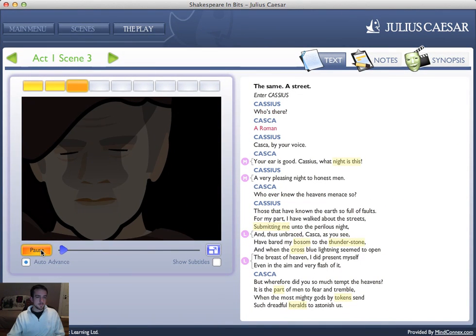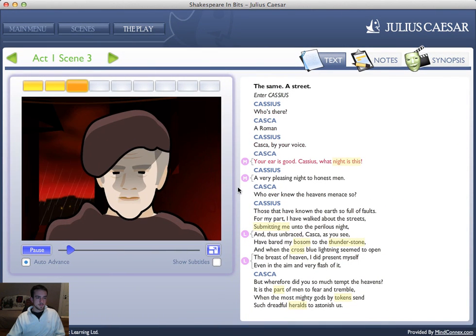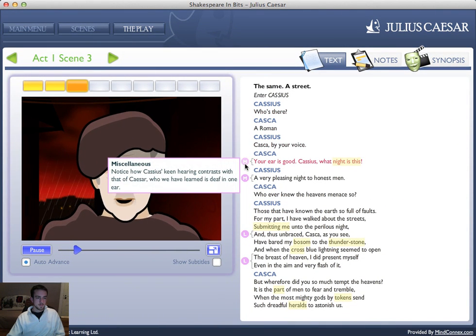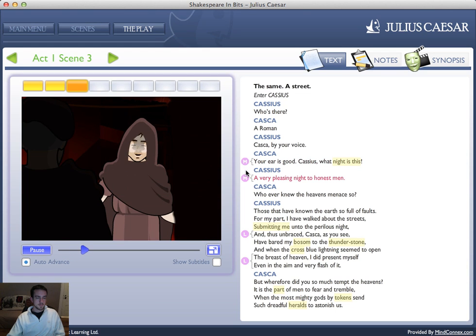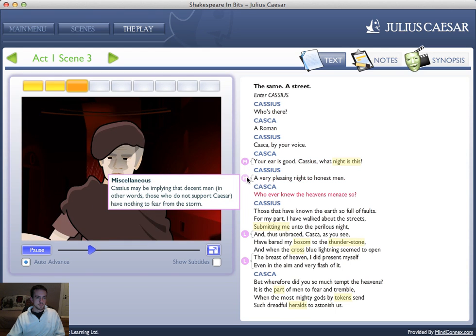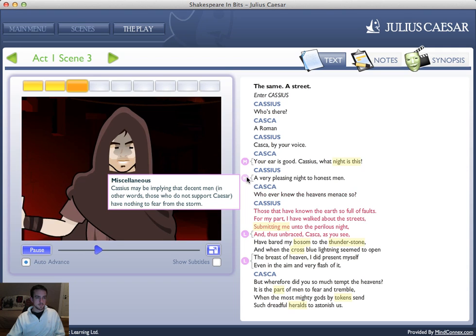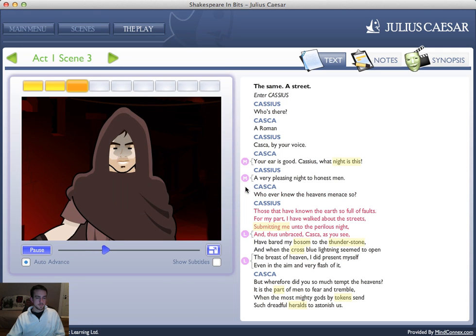Who's there? A Roman. Casca, by your voice. Your ear is good. Cassius, what a night is this? A very pleasing night to honest men. Who ever knew the heavens menace so? Those that have known the earth so full of faults.